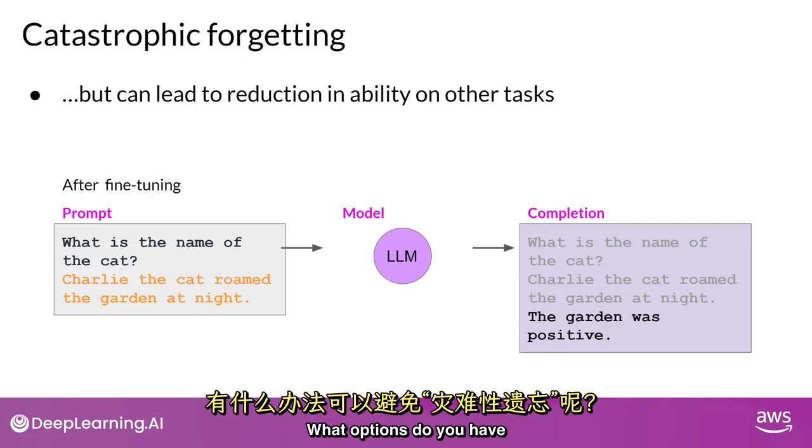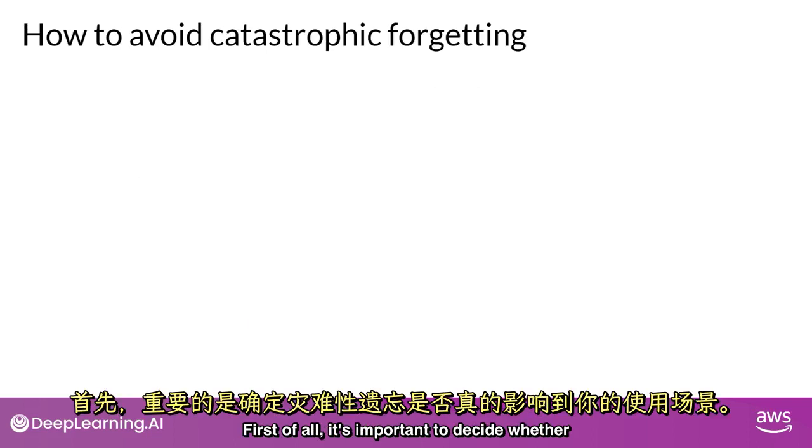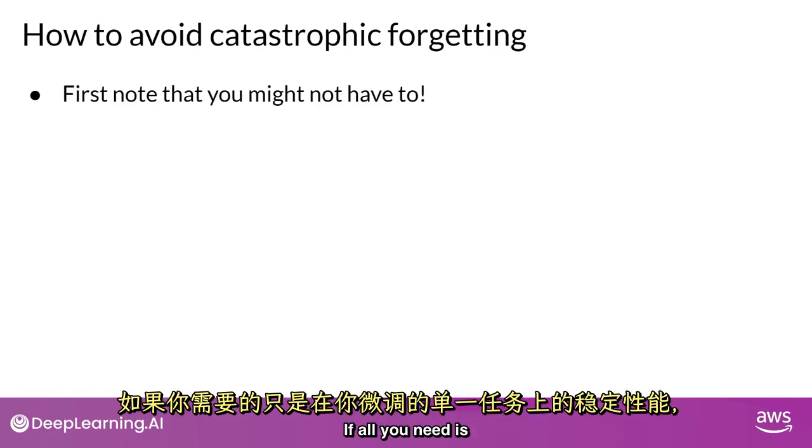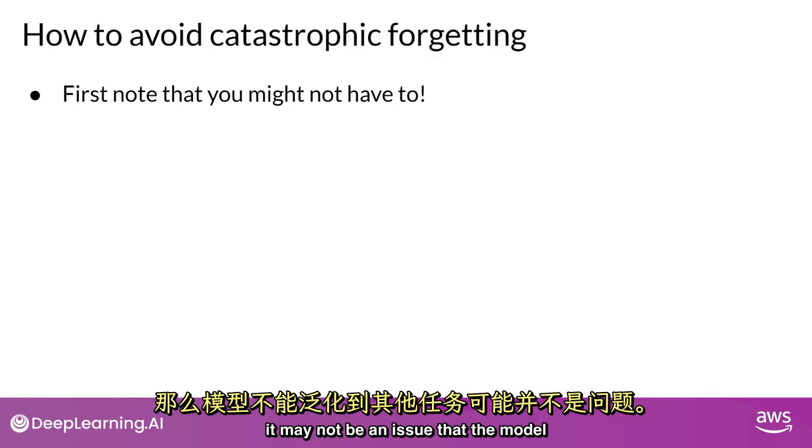So what options do you have to avoid catastrophic forgetting? First of all, it's important to decide whether catastrophic forgetting actually impacts your use case. If all you need is reliable performance on the single task you fine-tuned on, it may not be an issue that the model can't generalize to other tasks.